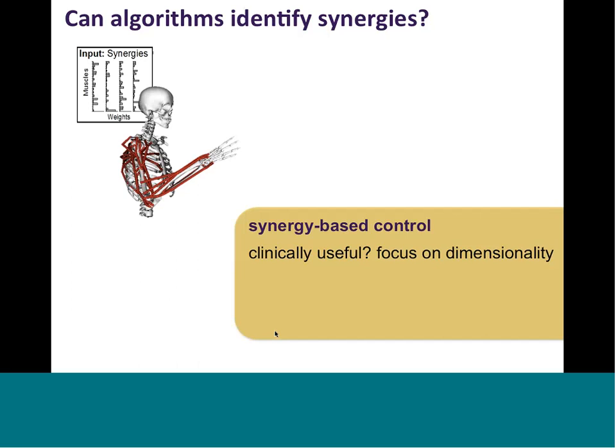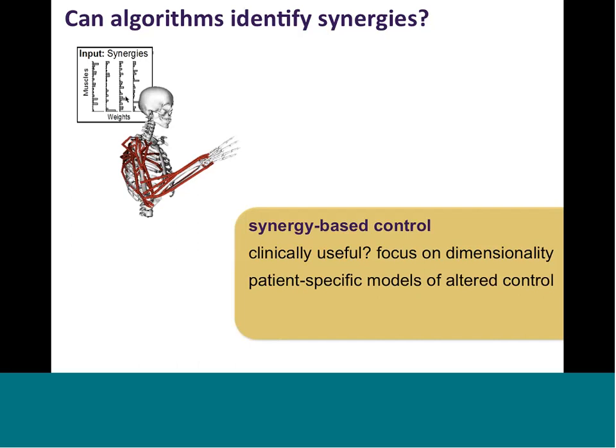And then the results of this study, though, have led us to more focus on dimensionality. So, for example, saying that a given individual can describe 96% of the variance in their muscle activities with 3 synergies, as opposed to focusing too much on these individual muscle weightings, which we know are more dependent on the methodologies that we use.